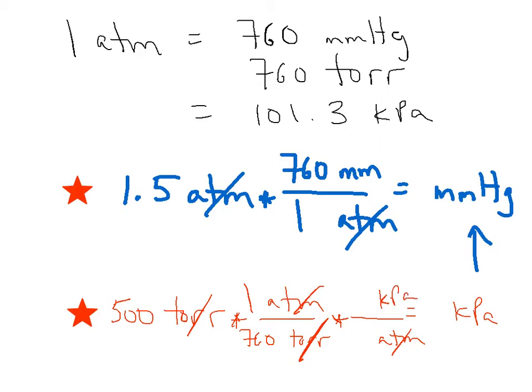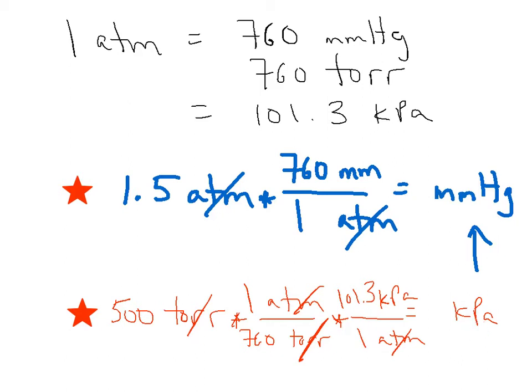Kilopascals can go on top, and then we can see from right up here in our conversions that the relationship can be put in. It's 101.3 to 1, and what we're left with is right here, kilopascals is the unit, which is what we wanted. We can see all other units are canceled out.